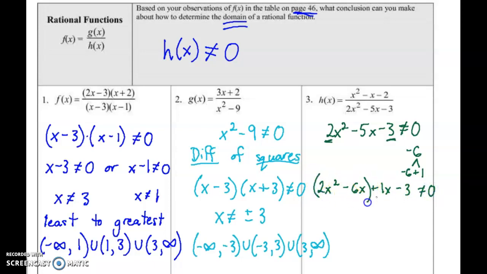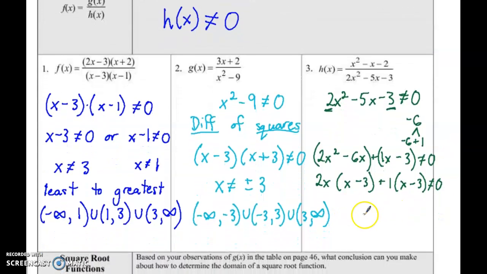And then you can group, factor by grouping. So greatest common factor there is 2x, x minus 3. There's nothing common there, so just write plus 1, x minus 3. So then you can write the x minus 3 once. And then in your other set of parentheses are the leftovers. That's how I call it, the 2x plus 1.